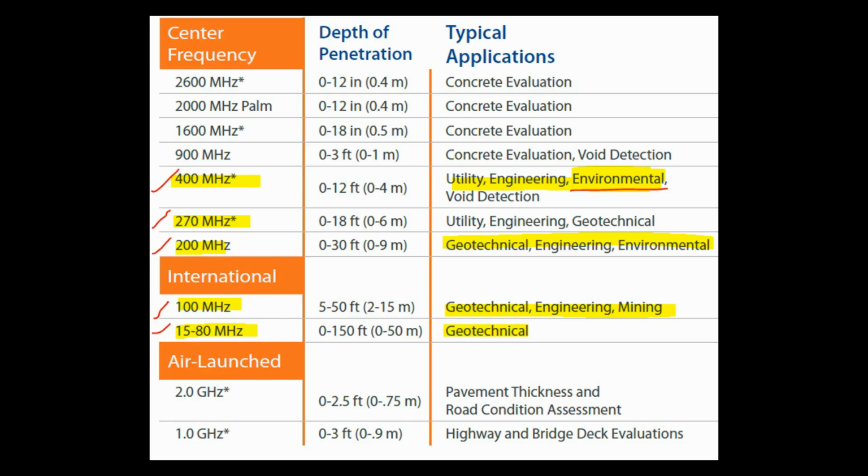Here is one example from GSSI. They basically have a 2.6 gigahertz antenna available there, and they basically use it for concrete evaluation. 400 megahertz is generally used for environmental and void detection.